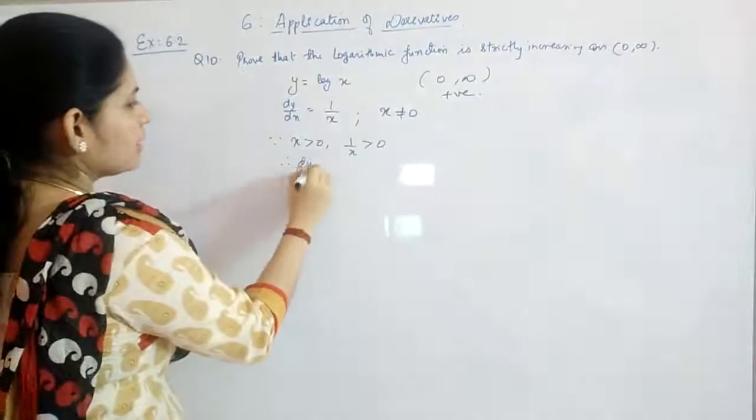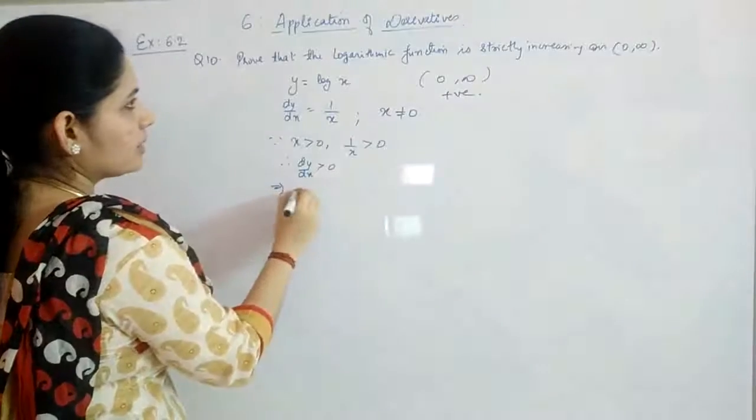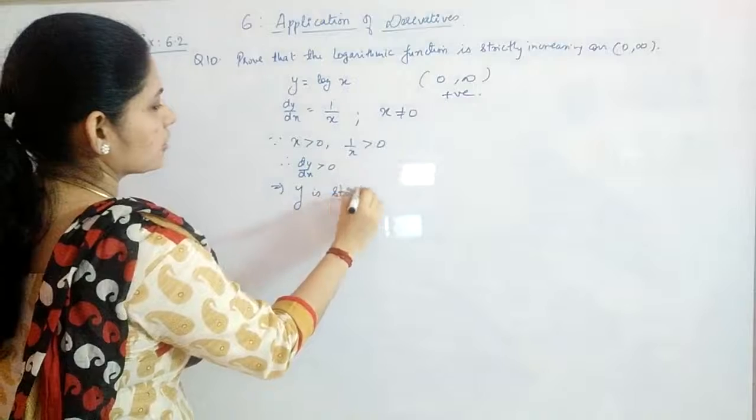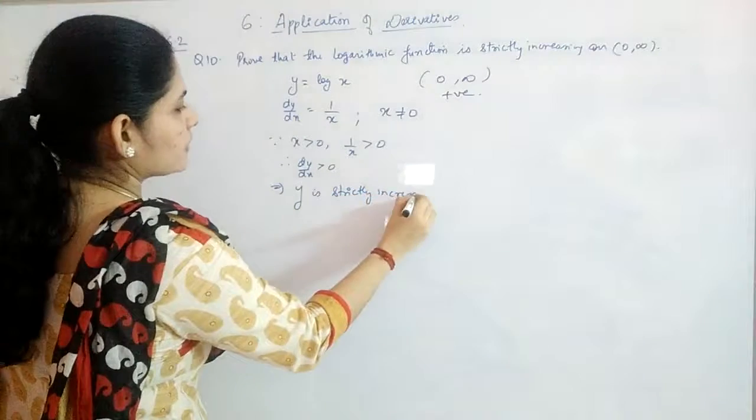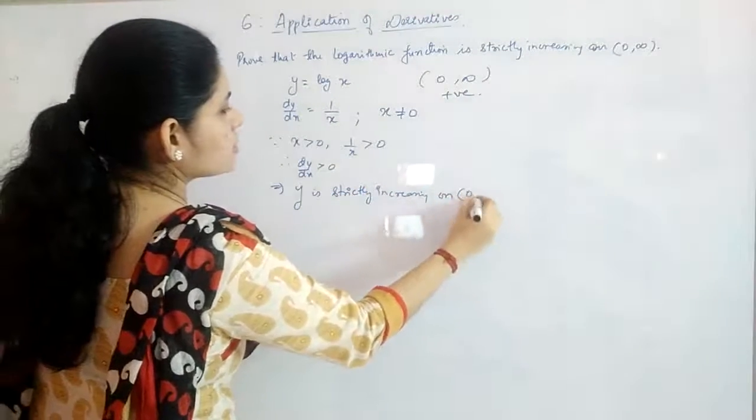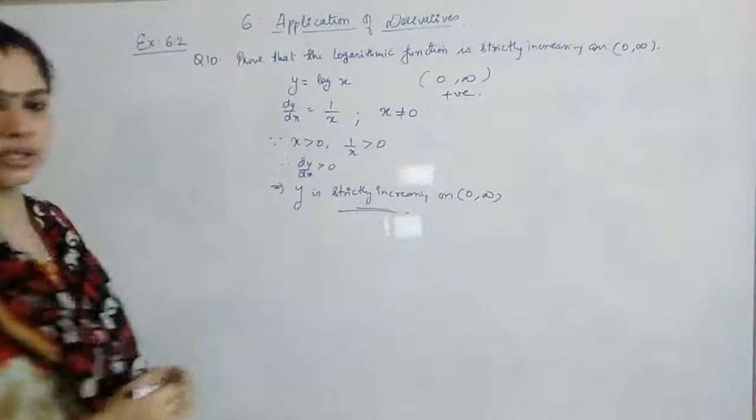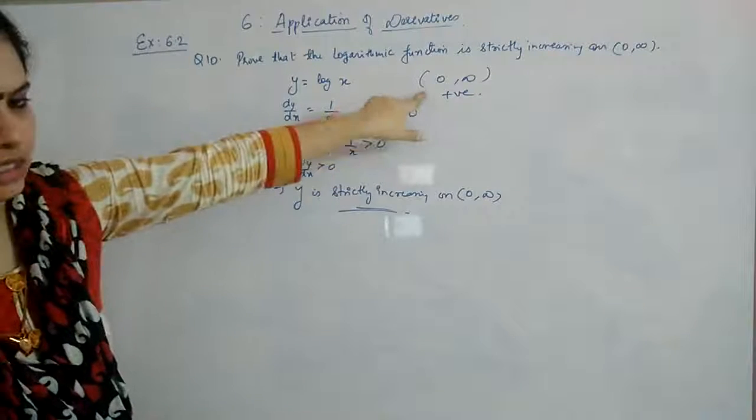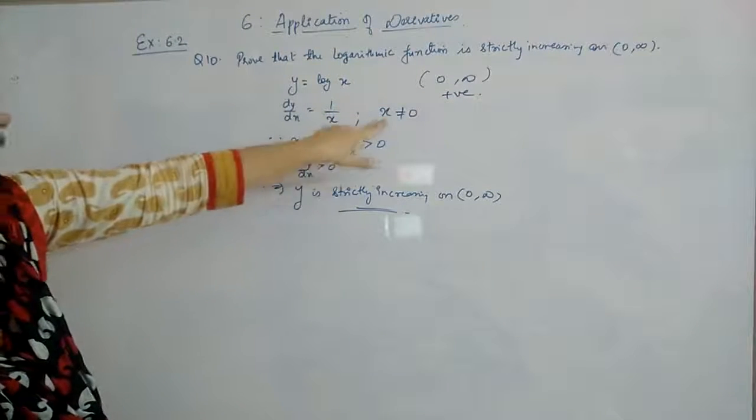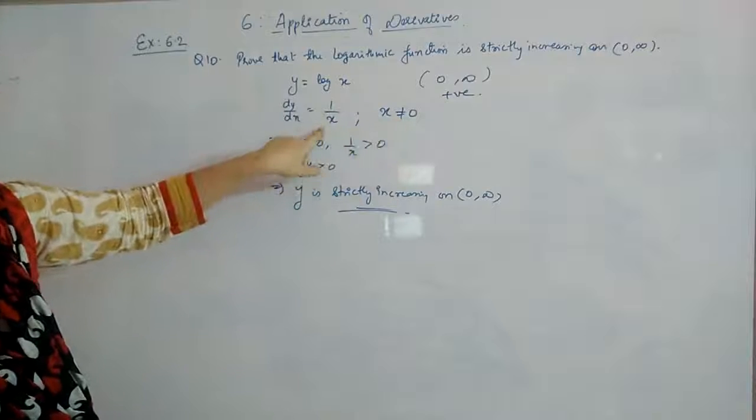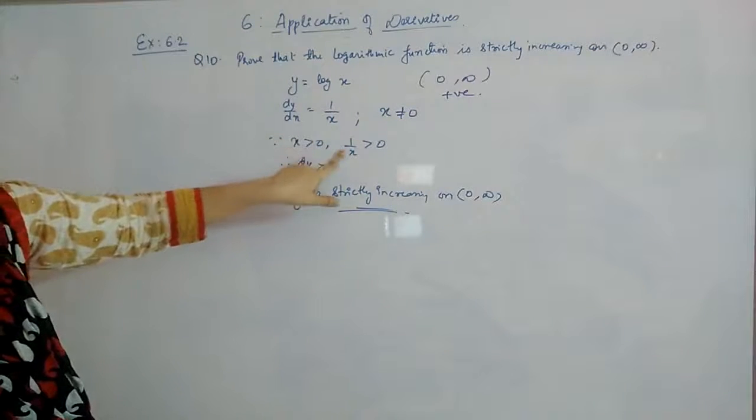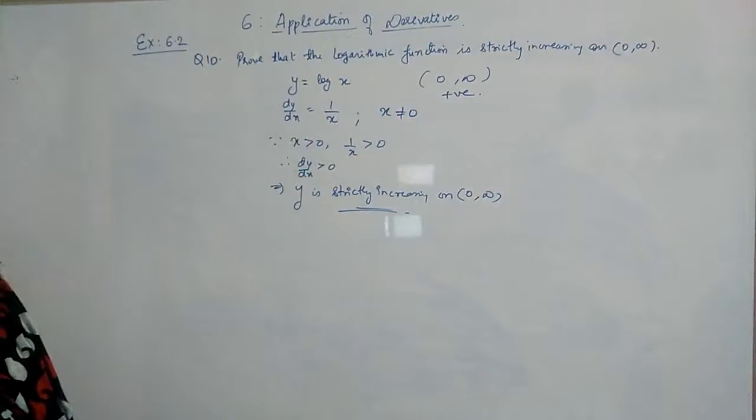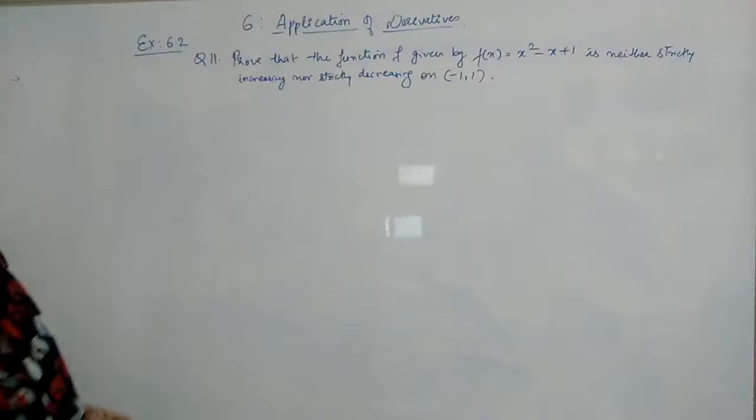That is, dy by dx is greater than 0, which implies that the function y is strictly increasing in the open interval 0 to infinity. This is the only thing, okay. x is not having the value 0 for this interval. If it was closed, then you have a problem, because at 0 it is not defined, okay. For this case, x is greater than 0, so the function is greater than 0. Therefore, the function is strictly increasing in the interval 0 to infinity.